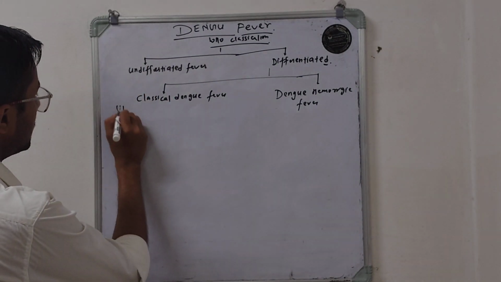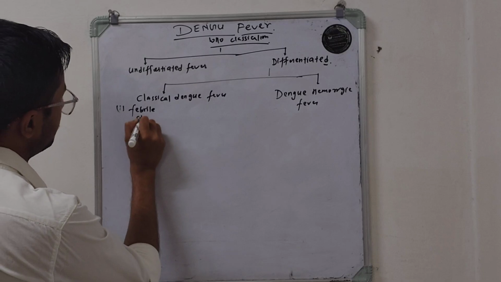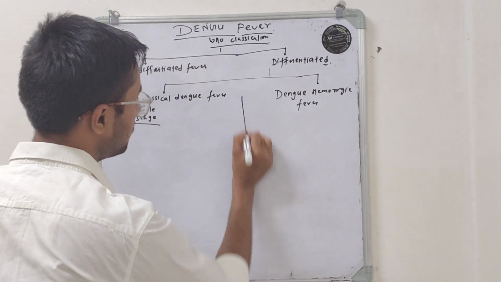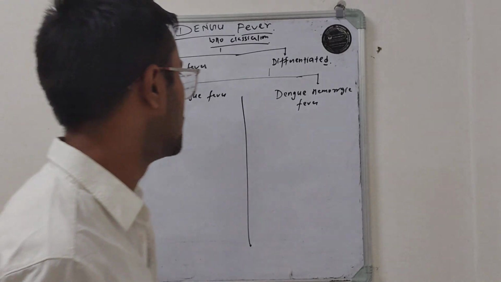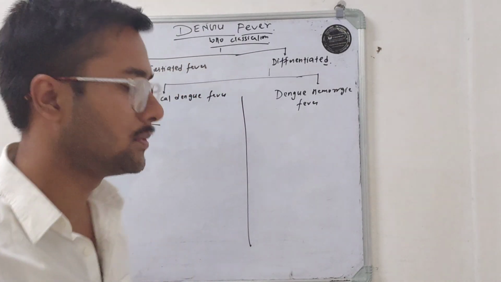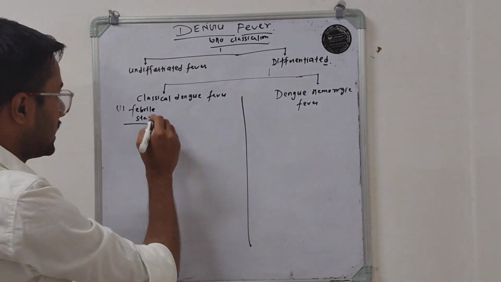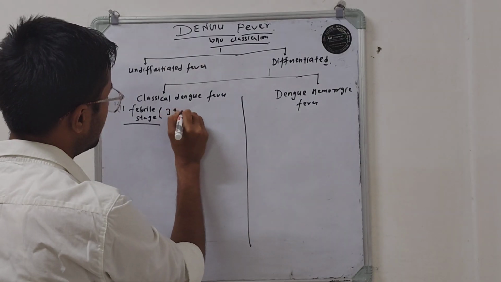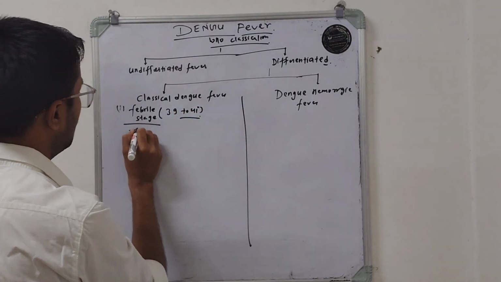The first stage is the febrile stage. This febrile stage is common in both classical dengue fever and dengue hemorrhagic fever, with similar signs and symptoms. What is the value of the fever? Generally it lies between 39 to 41 degrees Celsius.